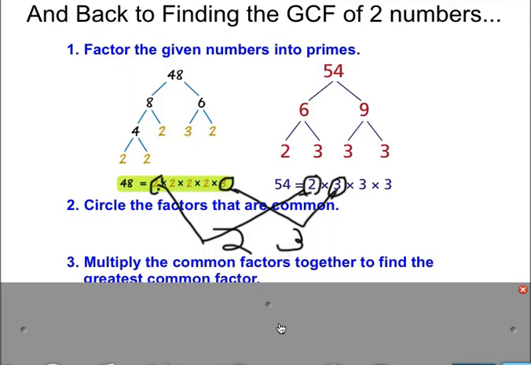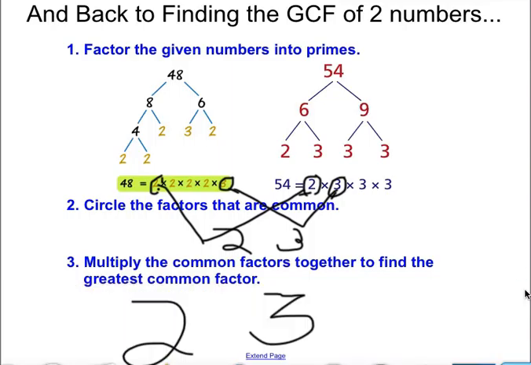Now the next step in finding the GCF of these two numbers is to multiply the common factors together to find the greatest common factor. So if my common factors are 2 and 3, I would multiply 2 times 3 and I would get 6 as my GCF of 48 and 54.